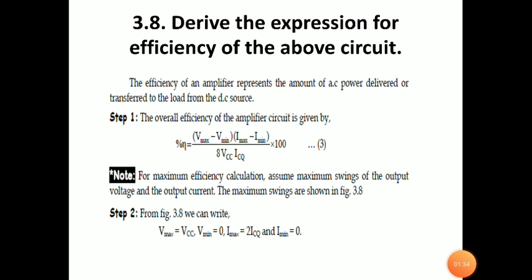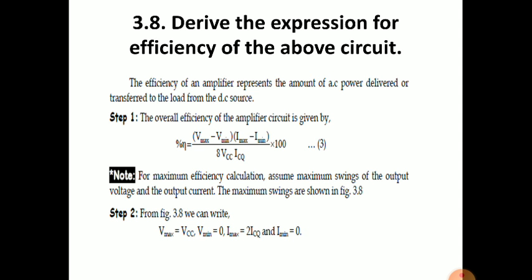The efficiency of an amplifier represents the amount of AC power delivered or transferred to the load from the DC source. The overall efficiency of the amplifier circuit is given by eta is equal to (Vmax minus Vmin) into (Imax minus Imin) by 8 VCC ICQ into 100.